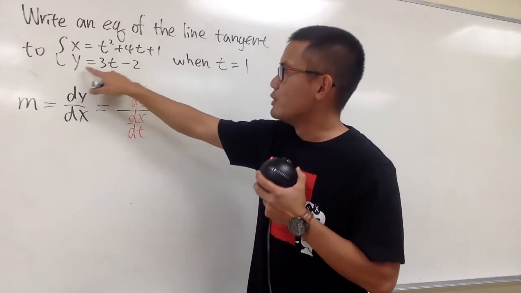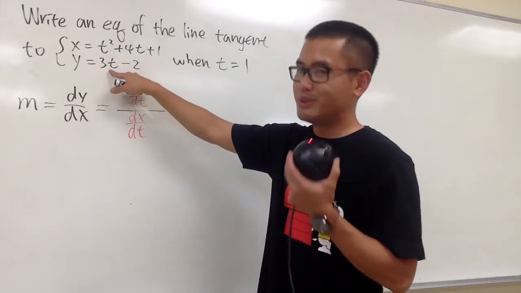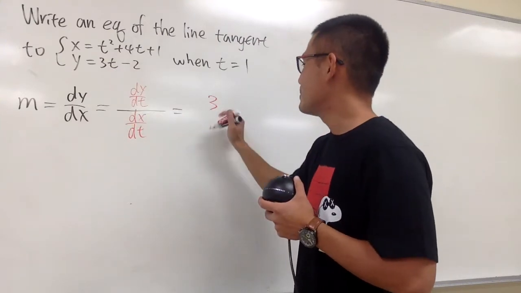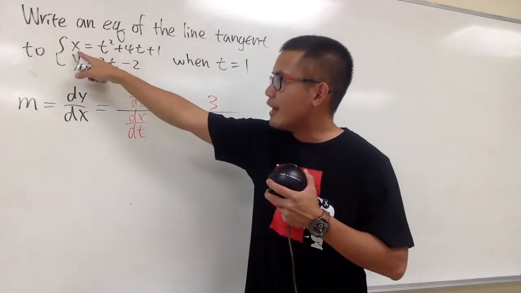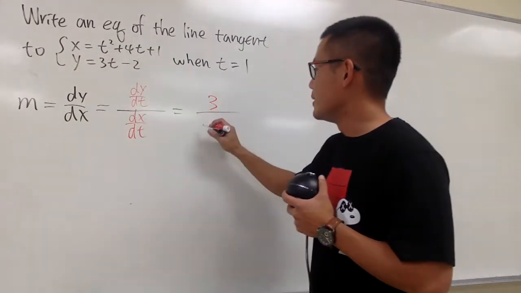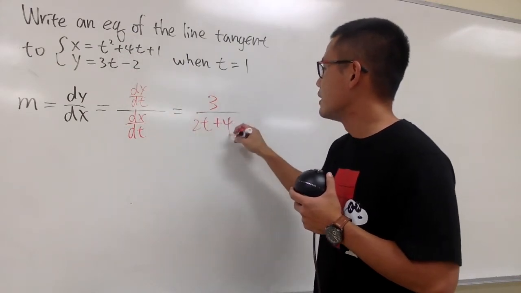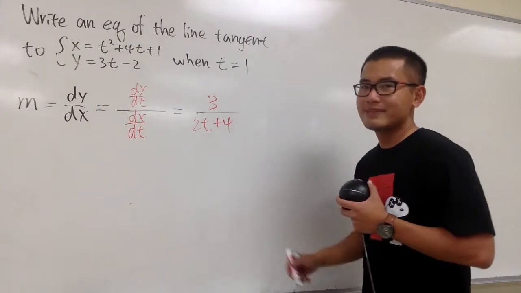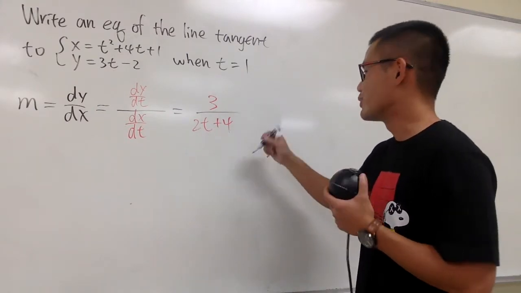We look at the y equation and do the usual derivative. Differentiate y with respect to t. Derivative of 3t minus 2 is just 3, isn't it? So we have 3 on the top, over. And for dx/dt, we differentiate x with respect to t. Derivative of t squared is going to be 2t, and then derivative of plus 4t is going to be plus 4. And the derivative of 1 is 0. So yeah, all right, this is pretty much the expression that we need.